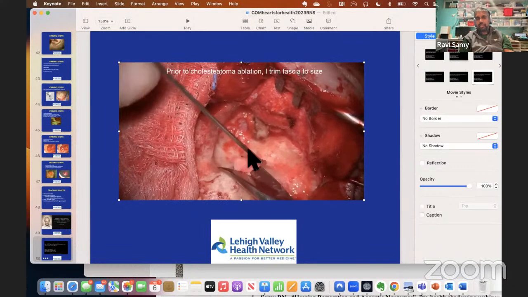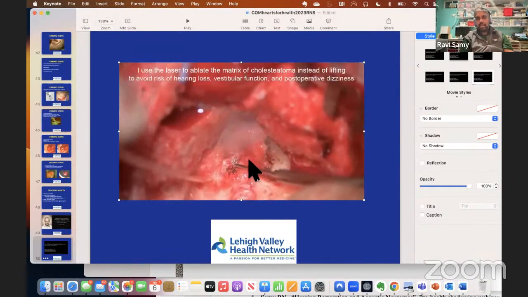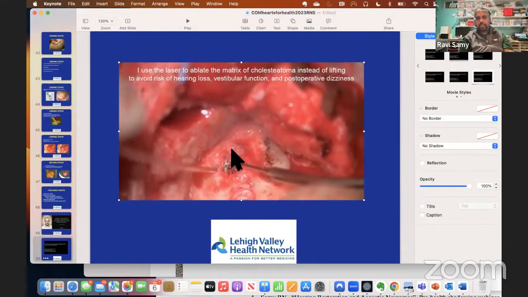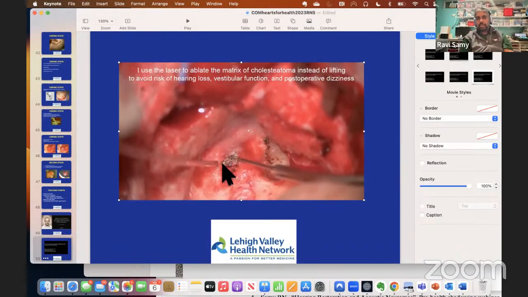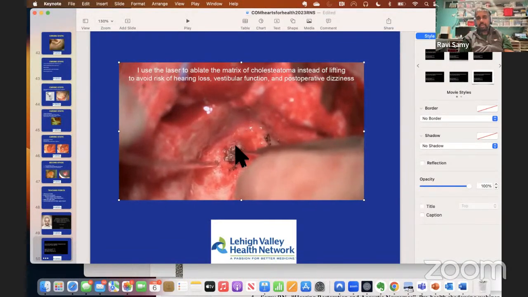This is some fascia. This is some tissue. So fascia lines the muscles. So I'm cutting that. And then I'm using the laser to get the last little bit of cholesteatoma that's sitting right in the inner ear region. So that's what I'm doing right there.